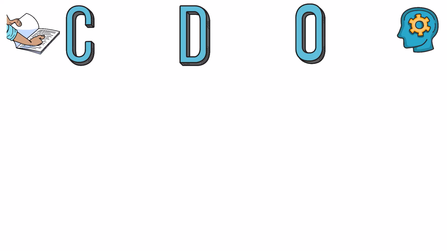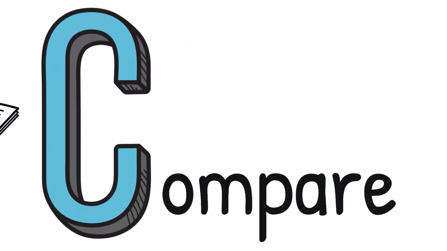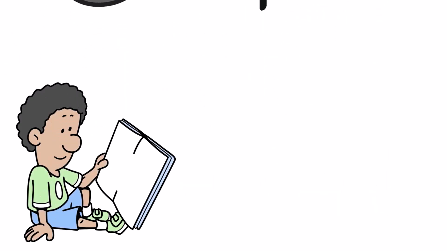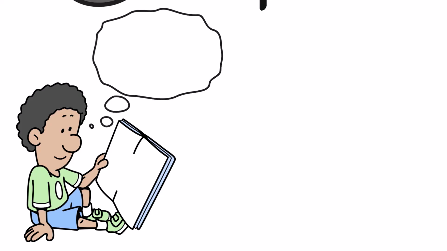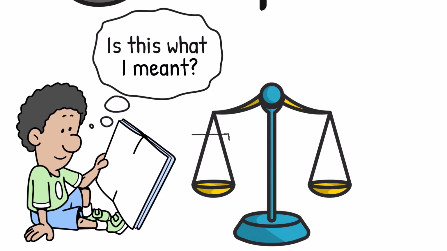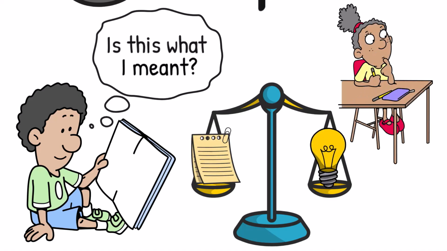CDO stands for Compare, Diagnose, Operate. Let's walk through each step and how you can teach it in your classroom. The first step is compare. Students read one sentence at a time and ask themselves, is this what I meant to say? In this step, students compare the sentence they wrote with the idea they intended to communicate. Sometimes they realize that the sentence doesn't fully express their idea, or that the wording doesn't match what they meant.